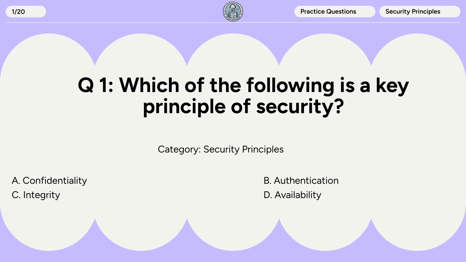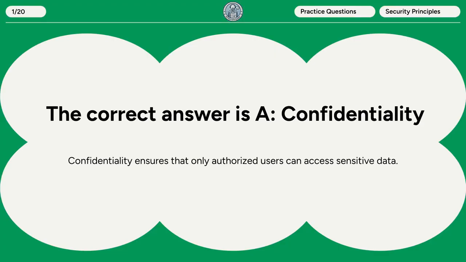Question 1. Which of the following is a key principle of security? A. Confidentiality. B. Authentication. C. Integrity. D. Availability. The correct answer is A. Confidentiality. Confidentiality ensures that only authorized users can access sensitive data.